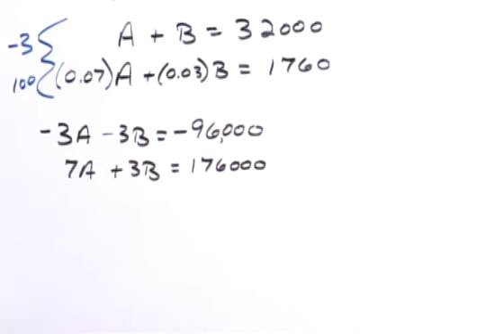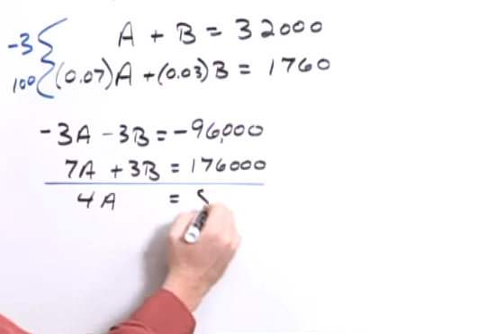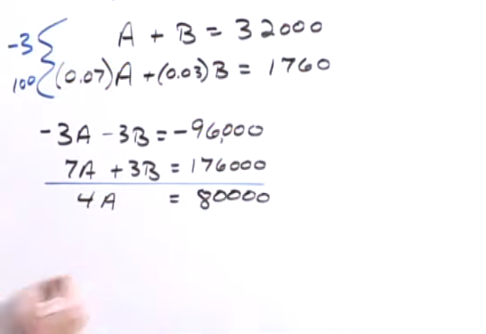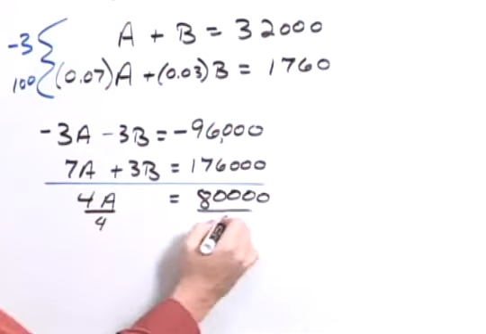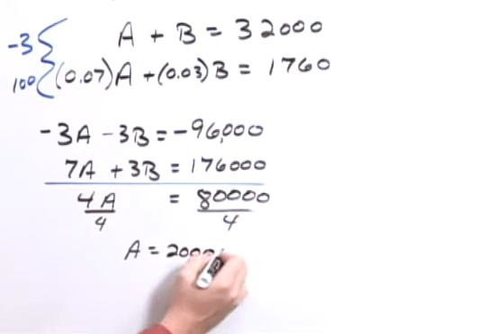Now we can see that when we add them together, the B's are going to drop out. The A's, I would have 4A equals 80,000. Dividing both sides by 4, A will equal 20,000.